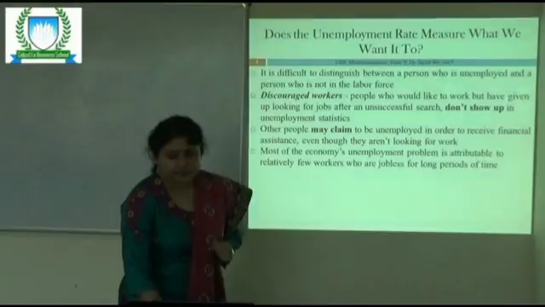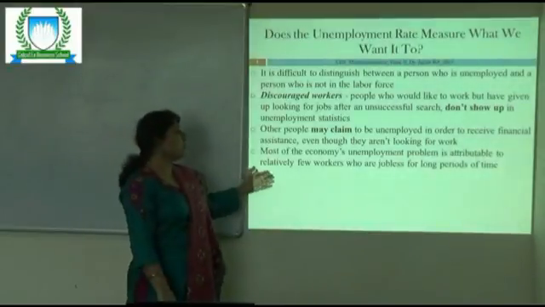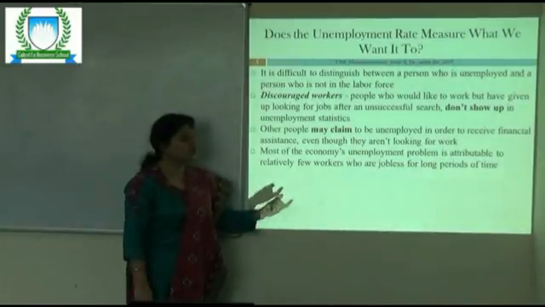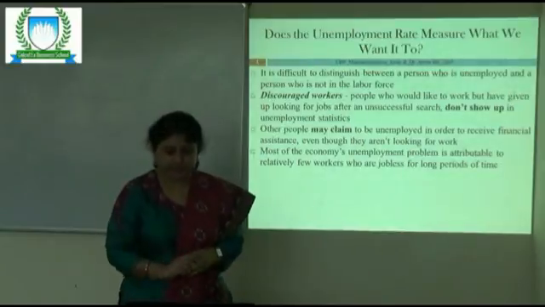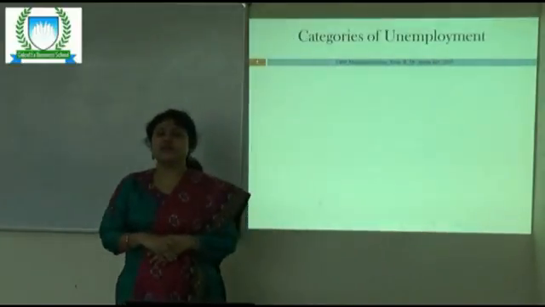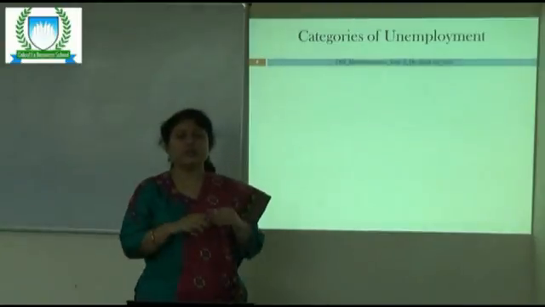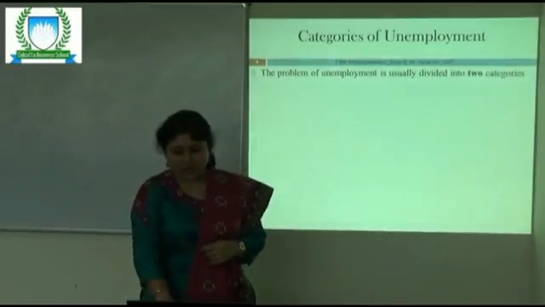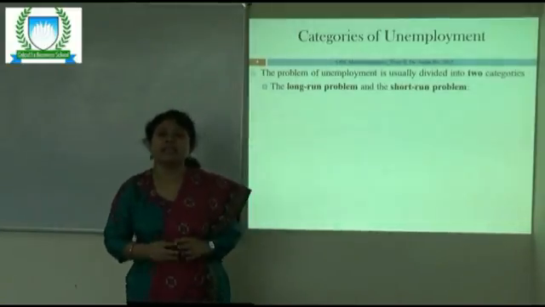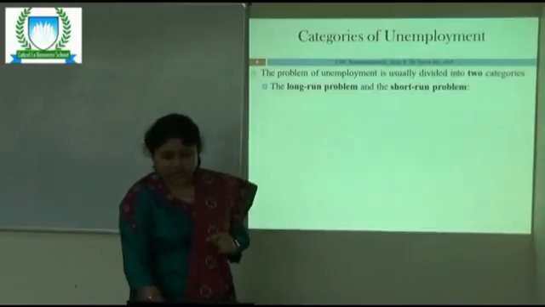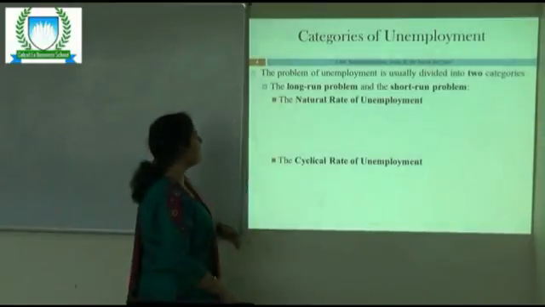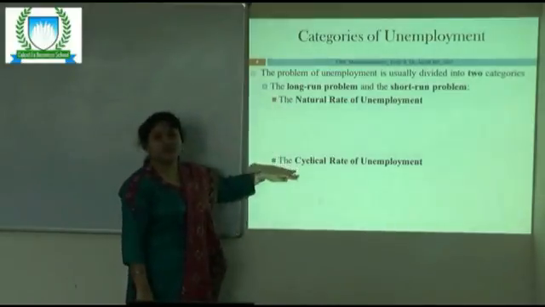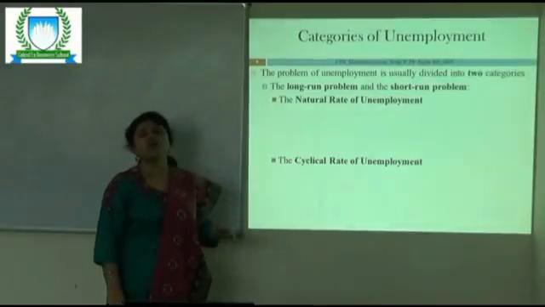Now, for most economists the unemployment problem is attributable to relatively few workers who are jobless for long periods of time. There are few categories of unemployment, or the problem of unemployment can be divided into two types. One is the long run problem and the other is the short run problem. In the long run we face the problem of the natural rate of unemployment, and in the short run we face the problem of the cyclical rate of unemployment.